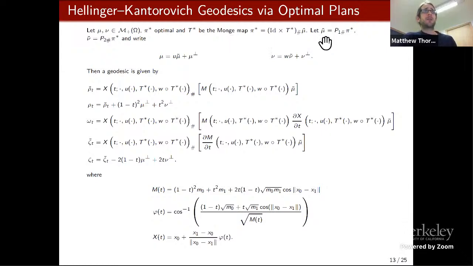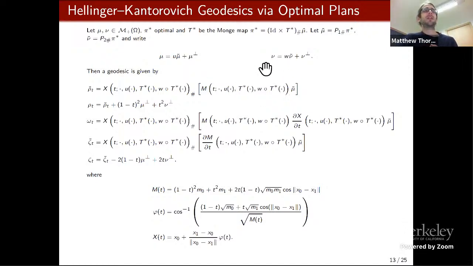Okay, and then I'll let mu tilde be the first marginal and nu tilde be the second marginal. What I can do now is decompose the original measure mu into the part which is absolutely continuous with respect to mu tilde and this singular part here. Approximately, I can understand this as mu tilde corresponding to the transport part, and this mu perp corresponding to the mass that's completely destroyed.